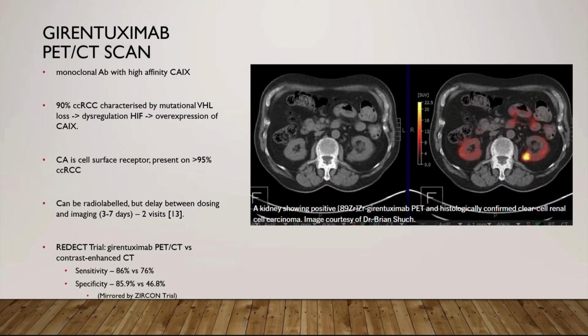And the second scan I wanted to mention is the girentuximab PET CT. So this sort of works in the opposite way almost. Over 90% of clear cell cancers are characterized, as we know, by the mutational loss of VHL, and that leads to dysregulation of HIF1 alpha downstream and overexpression of carbonic anhydrase 9. Now, carbonic anhydrase 9 is a cell surface receptor, and that's expressed in over 95% of all clear cell renal cancer, and it's not present in normal tissue. But I think there is a slight expression in the biliary tract, that's all.